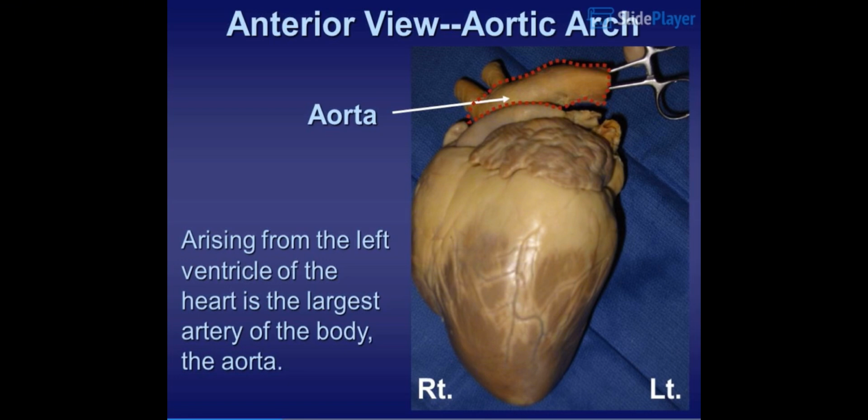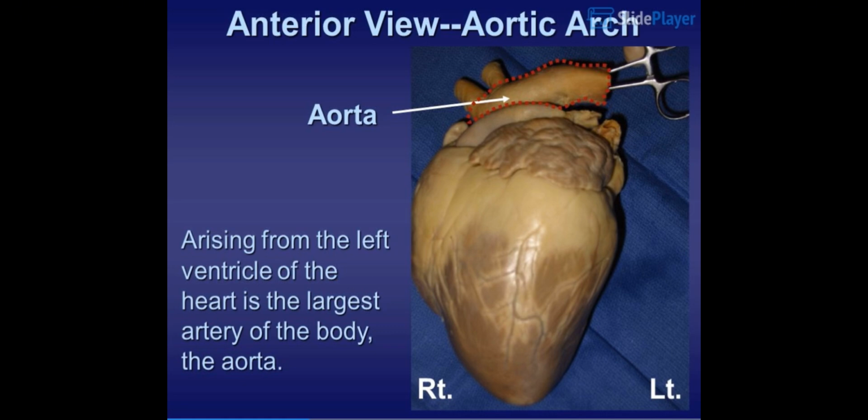Aorta. Arising from the left ventricle of the heart is the largest artery of the body, the aorta. Steps: 1. Have students flip the heart to the anterior side. 2. Point out the part of the aorta that is closest to the heart's base, the aortic root. Remind students that the small arteries that supply blood to the heart muscle, the coronaries, come off the aortic root. 3. Point out the curved portion of the aorta, the aortic arch.